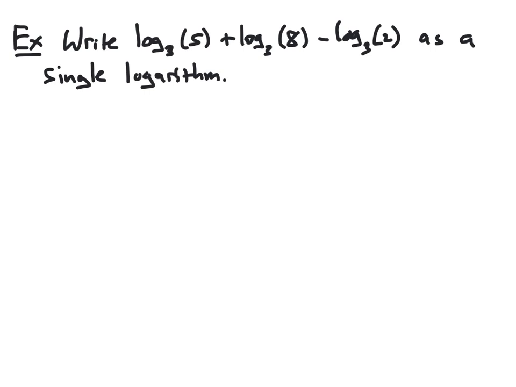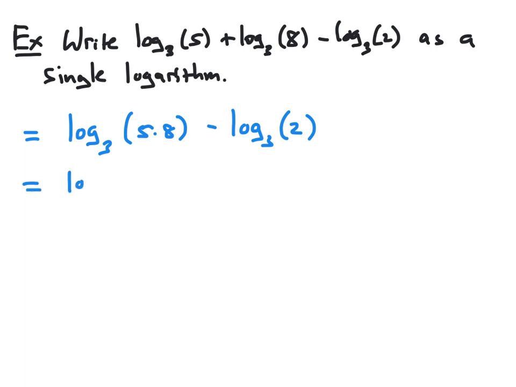So in order to do this, the first thing that we will do is look at the first two logs that are being added together, the log base 3 of 5 and the log base 3 of 8. We can rewrite that sum using the product rule as the log base 3 of 5 times 8. And of course, log base 3 of 2 is going to be subtracted from that single log. And of course, 5 times 8 is 40, so this is log base 3 of 40 minus log base 3 of 2.